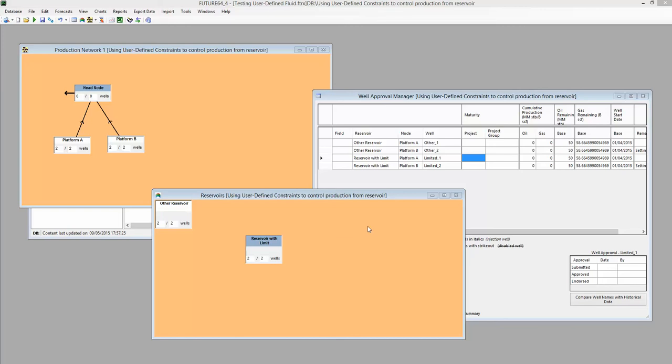I'd like to talk you through user-defined constraints, which is new functionality in Future version 4.1. I'd like to show how this can be used for a variety of non-standard problems, including imposing a constraint on reservoir production as opposed to node production.